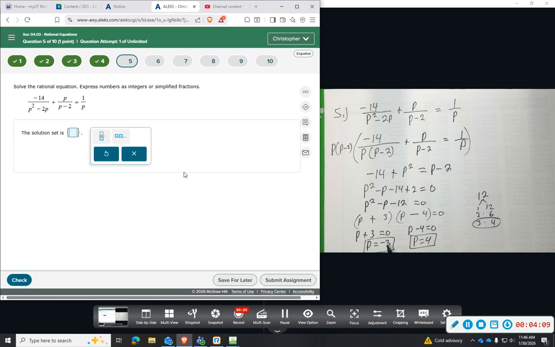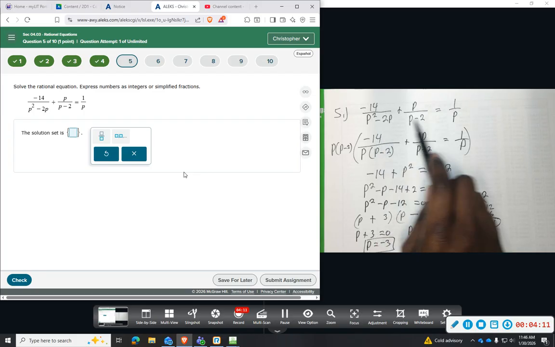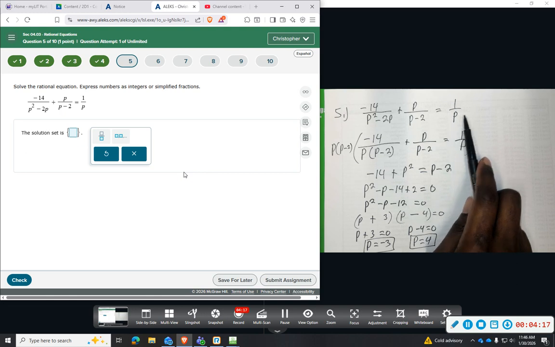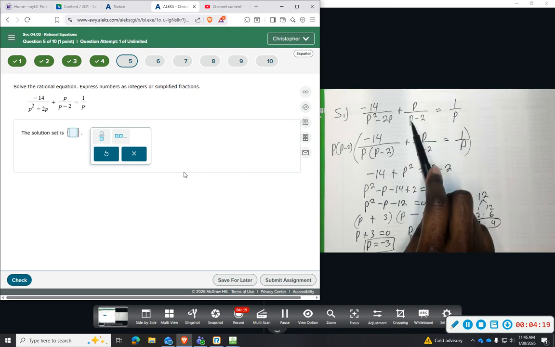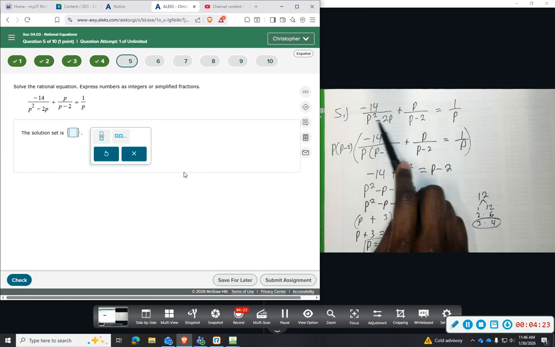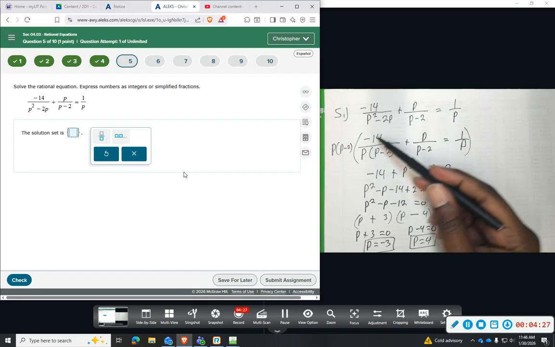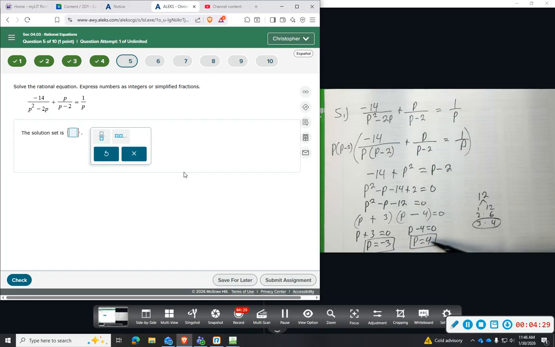Now we got to remember the denominator. So 0 would make the denominator undefined. So we can't use 0. Here would be a positive 2, and this is a combination of 0 and positive 2. So 0 and positive 2 are numbers that won't work. Neither of those show up in our solutions. So we get 2 solutions, negative 3 and positive 4.